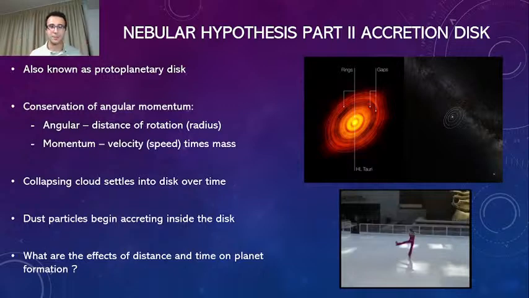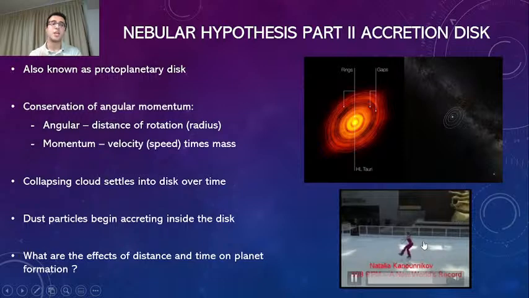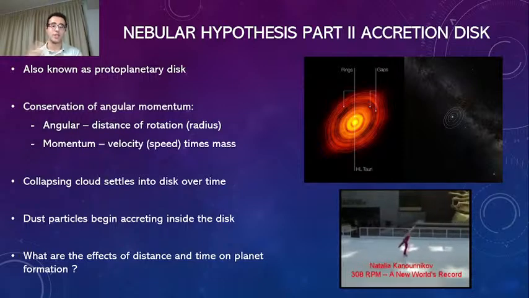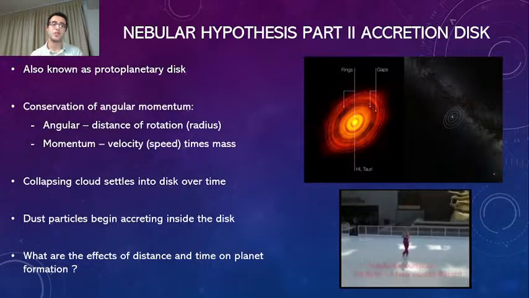Now, those sound like big fancy words, but they don't need to be. Angular is simply the distance of some rotation. So, for example, if you have an ice skater here, her arms are rotating away, right? That's the angular component. Notice when she pulls her arms in, she spins a lot faster, and when she lets go, she slows down again. So I'll replay that for you one more time. So right there, that is the conservation of angular momentum.